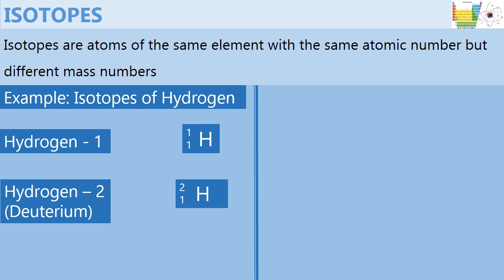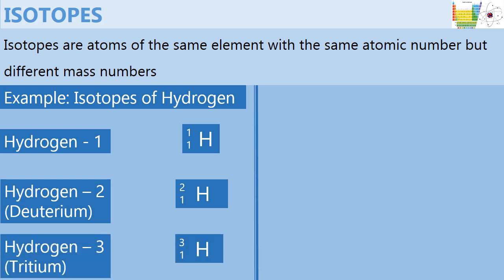The next isotope of hydrogen is tritium or hydrogen 3. Again, notice that the mass number is different. That means tritium has got 1 proton and 2 neutrons to give us a mass number of 3.